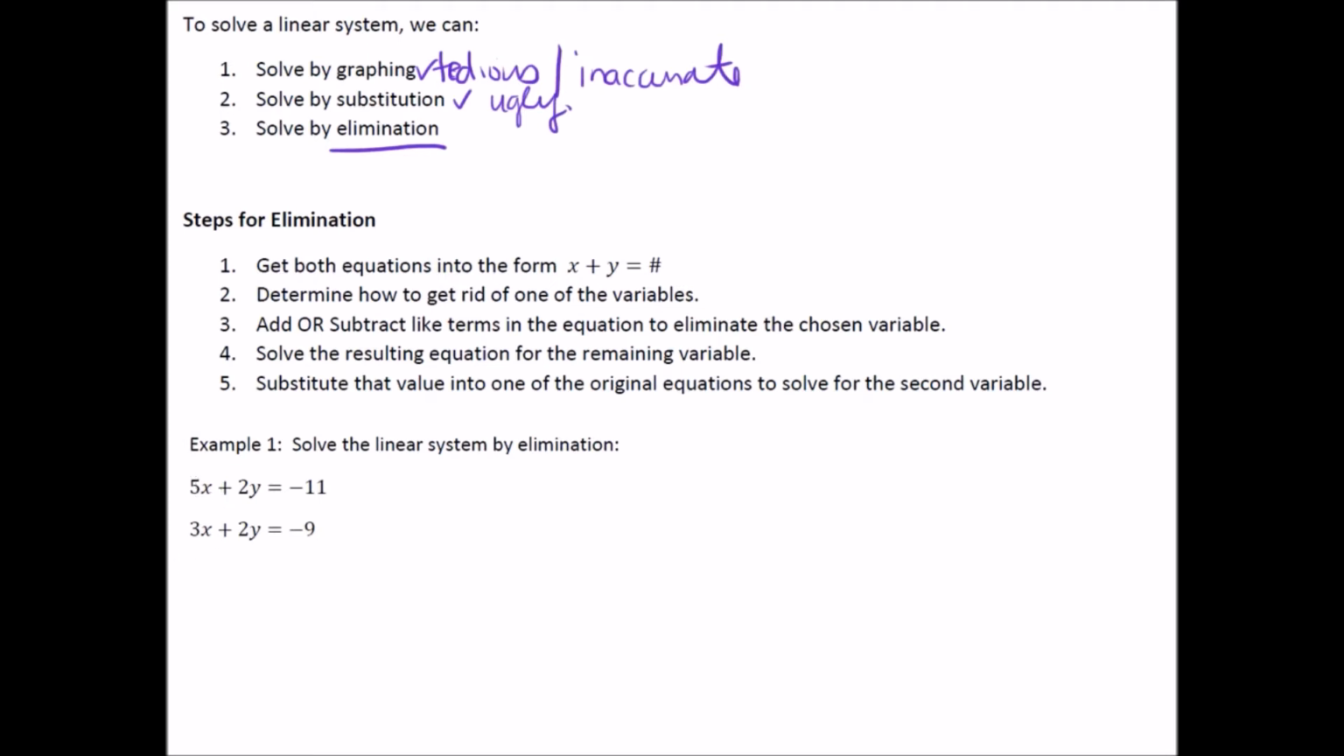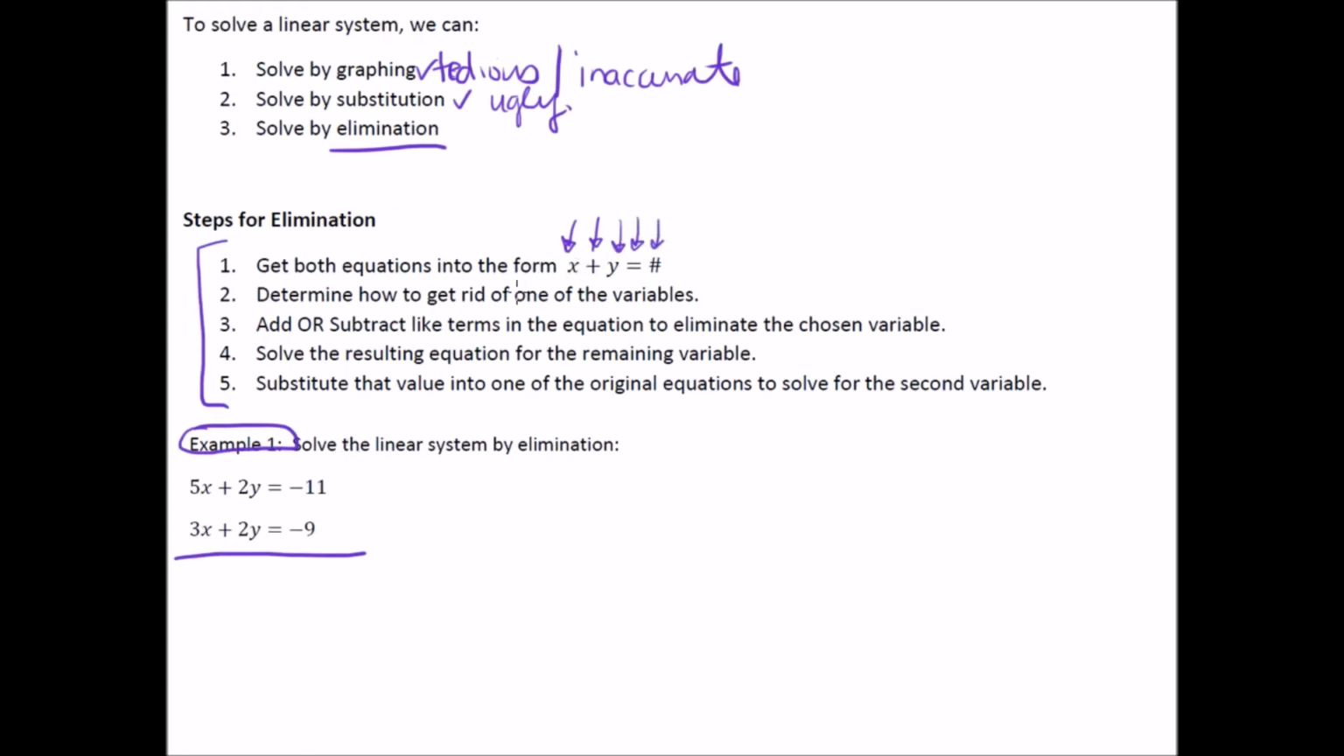We're going to look at the exact same example. If you skip down here to example 1, we're going to apply the steps for elimination there. So step 1, we want to get both equations into the same form. A lot of times we put them in the form where the x term is first, then the plus or the minus, and then the y term, and then the equal sign, and then the constant.